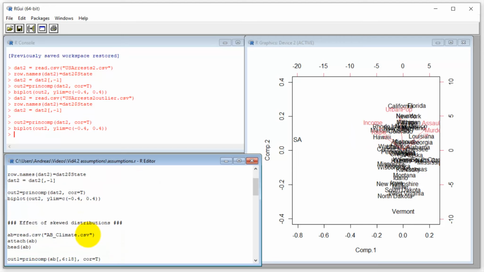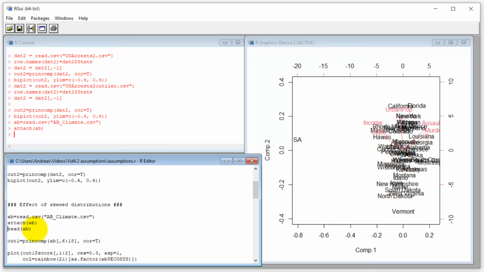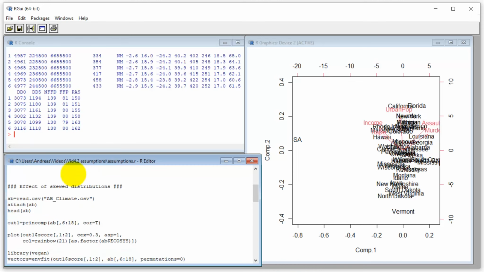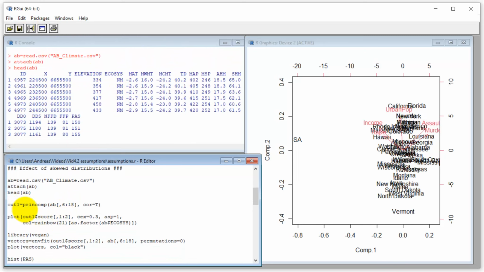And we actually did have an example where this was the case. And if you recall, our other example was with the Alberta climate data set. And if we take a look at this, so we had all these climate variables here for different ecosystems.